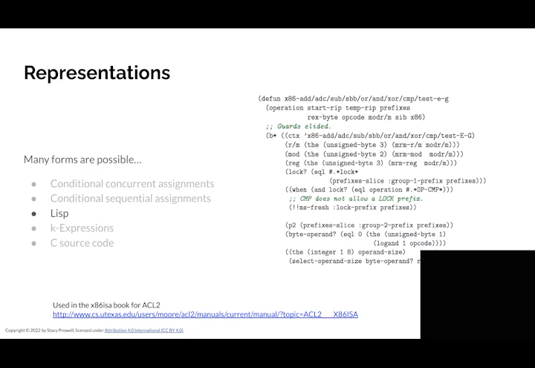ACL2 is interesting because it was used to prove the correctness of the division algorithm in the Pentium after it was found to be problematic.